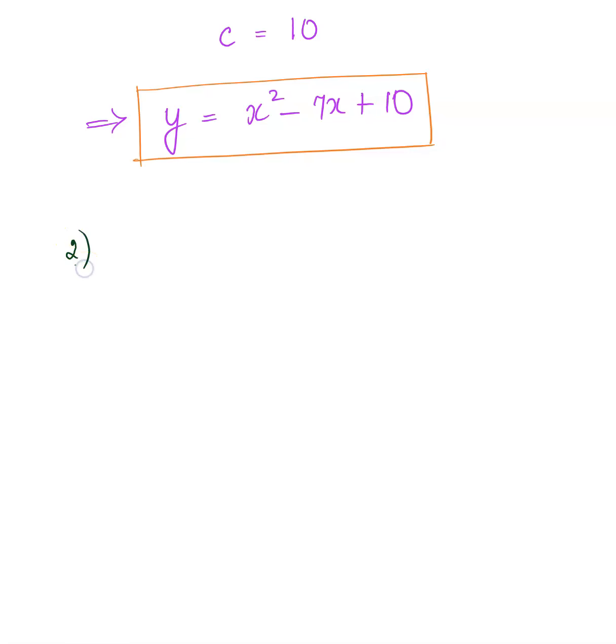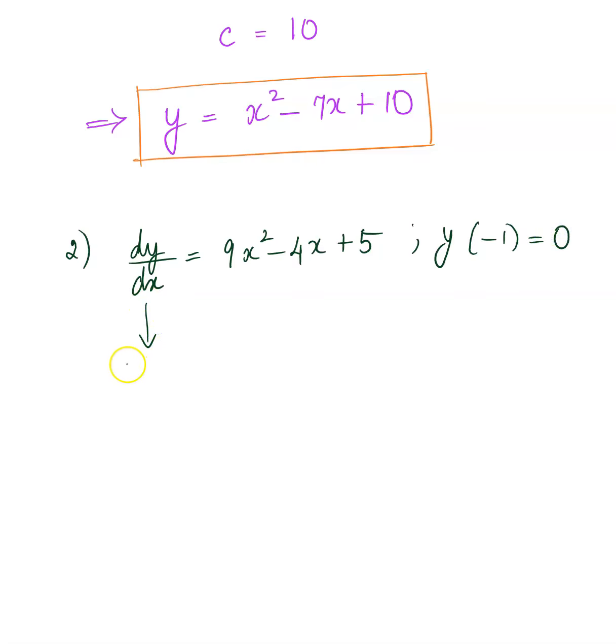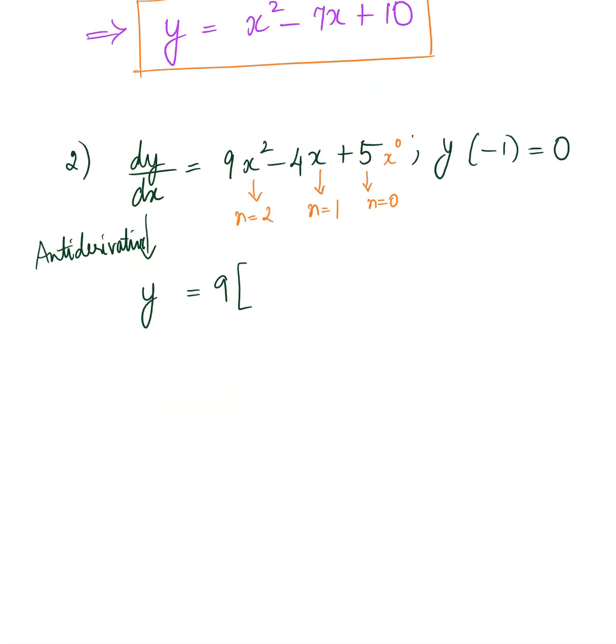So this could be our second question, and here we have dy over dx given to be 9x squared minus 4x plus 5, and the condition is y of negative 1 equals 0. So taking the antiderivative, that becomes a y, and then this is 9 times, n is 2, n is 1, n is 0. Think of it as x power 0, because anything power 0 is 1, right?